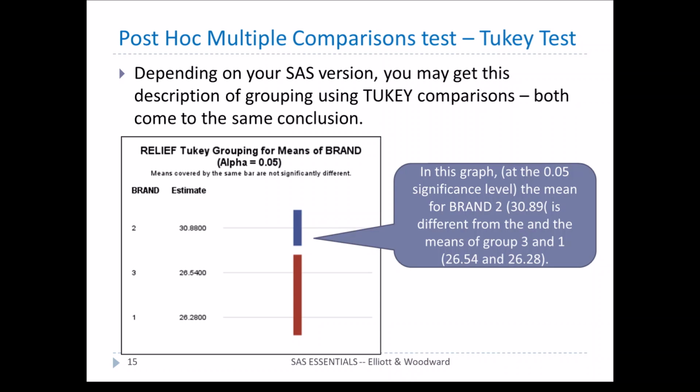So if our estimate is time, then we could say that headache medicine 2 took longest, 30.88 minutes or minutes probably, but there was no statistically significant difference between brands 1 and 3.